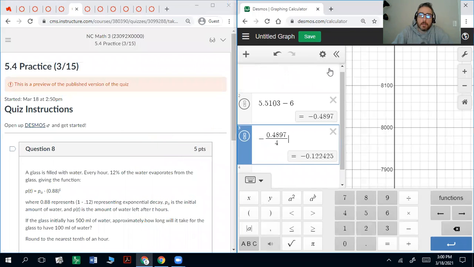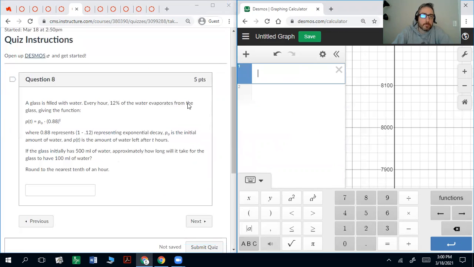All right, now on to the word problems. In the second lesson, 5.2, we did some of these without knowledge of logs and using graphs. So now we're going to back it up with logs. A glass is filled with water. Every hour, 12% of the water evaporates from the glass, leaving you with this function. So 0.88, that's the 1 minus 0.12.